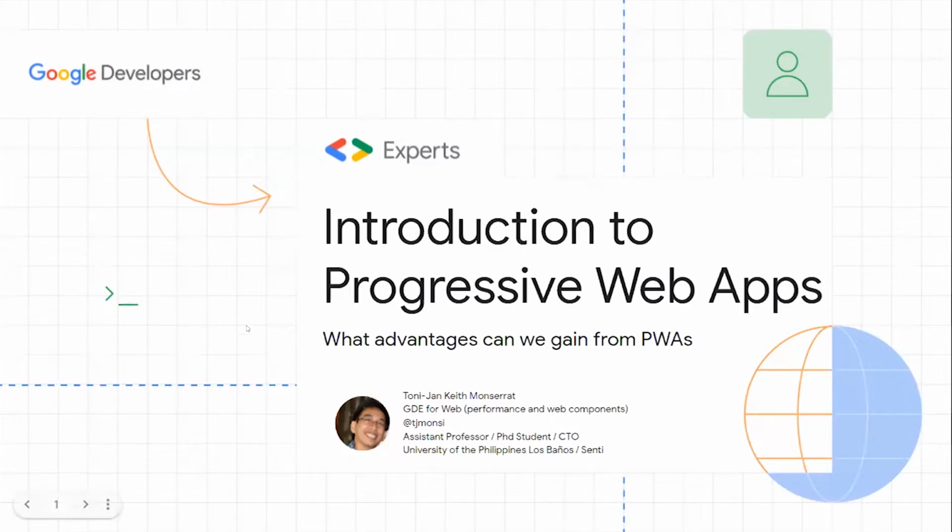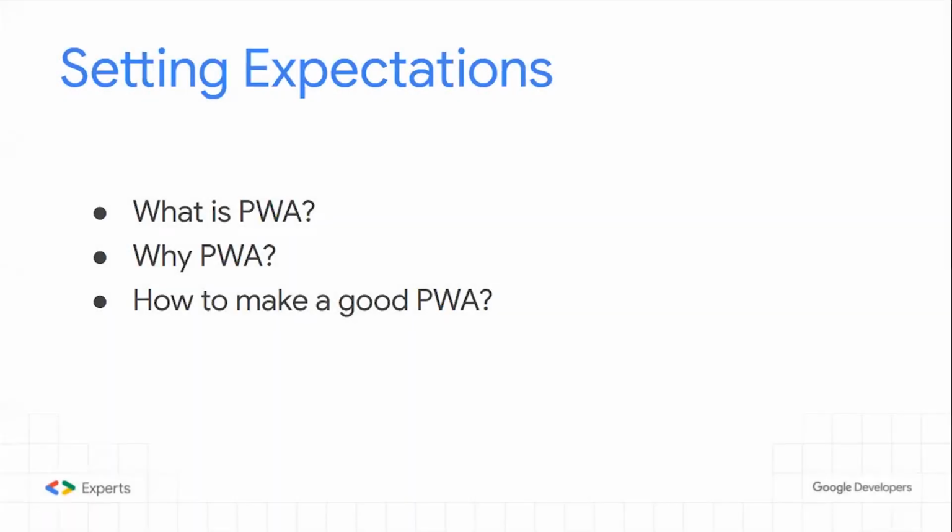So my talk is about introduction to progressive web apps and what advantages we can gain from PWA. So, setting of expectations, I just want to set the talk that this is what we will be talking about. In case you have questions, just let me know on the chat or let the host know so that I can answer them. Setting of expectations: what is PWA, why PWA, and how to make a good PWA.